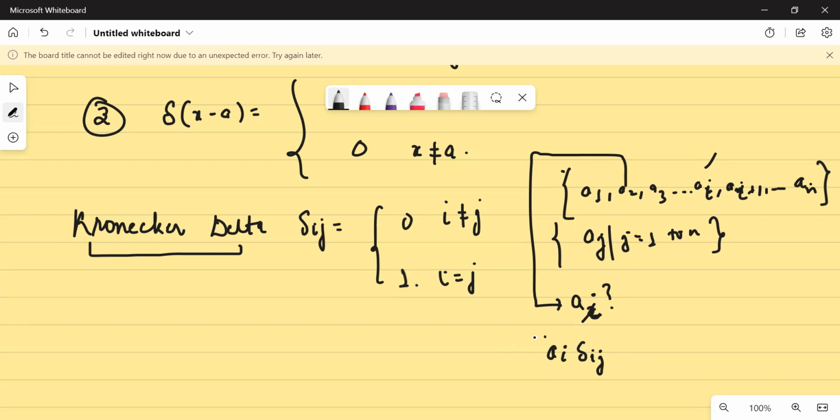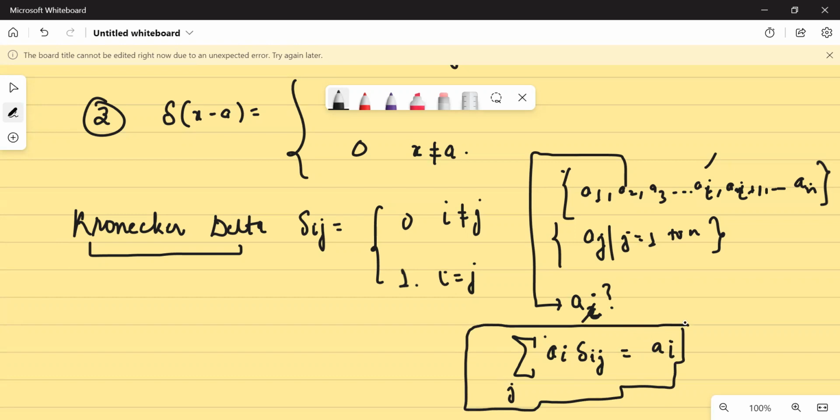Or even if I sum it over the entire j, let's say j is equal to 1 and i is not equal to 1. Then the Kronecker delta δi1 is 0, so the overall term comes to 0. In short, it will return you a_i. So you can say that it filters out a point in the sequence. So what does Kronecker delta do? Kronecker delta filters out a desired point from the sequence.